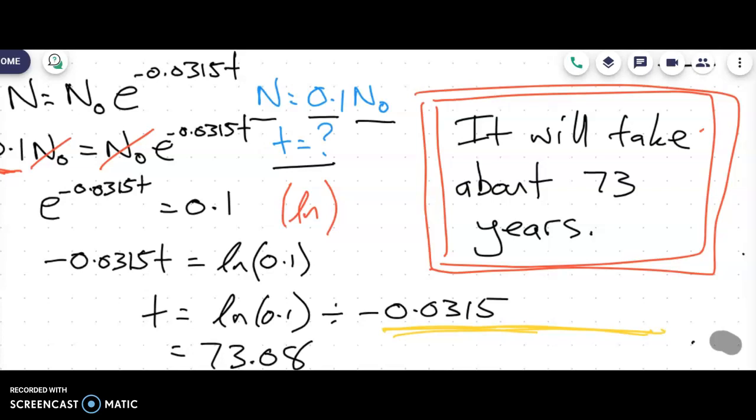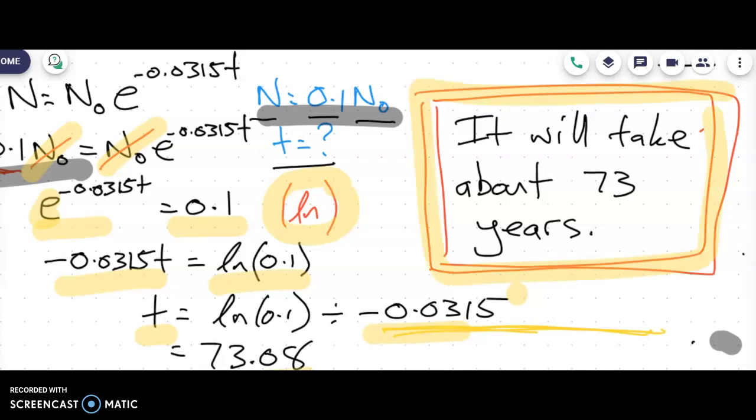So again, we've substituted this into there, okay, and we can see again that the zeros cancel out, leaving me with this. I take log of both sides. I've just written that like that instead of writing down ln there, which gets rid of the e. So I'm left with that. I can solve for t. T equals this divided by this, which equals 73.08. So I can just write a rounded, it will take about 73 years.